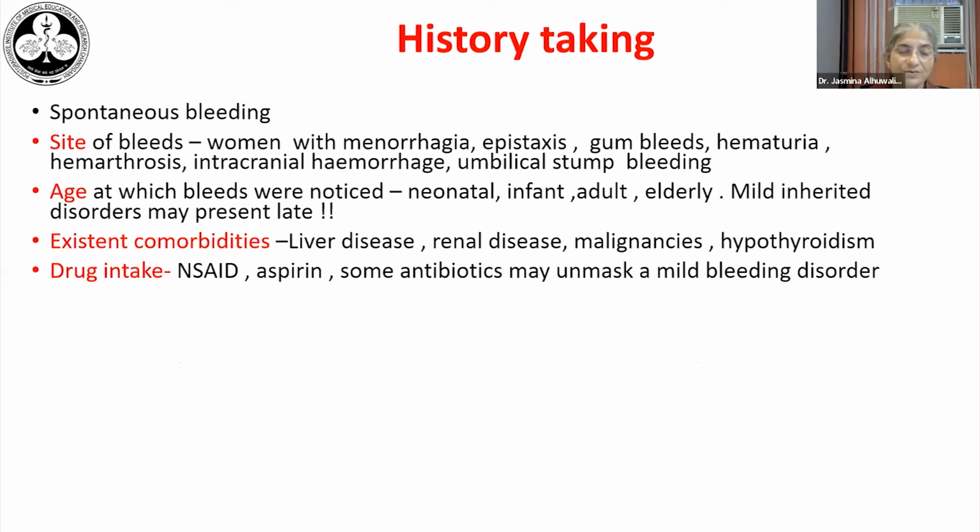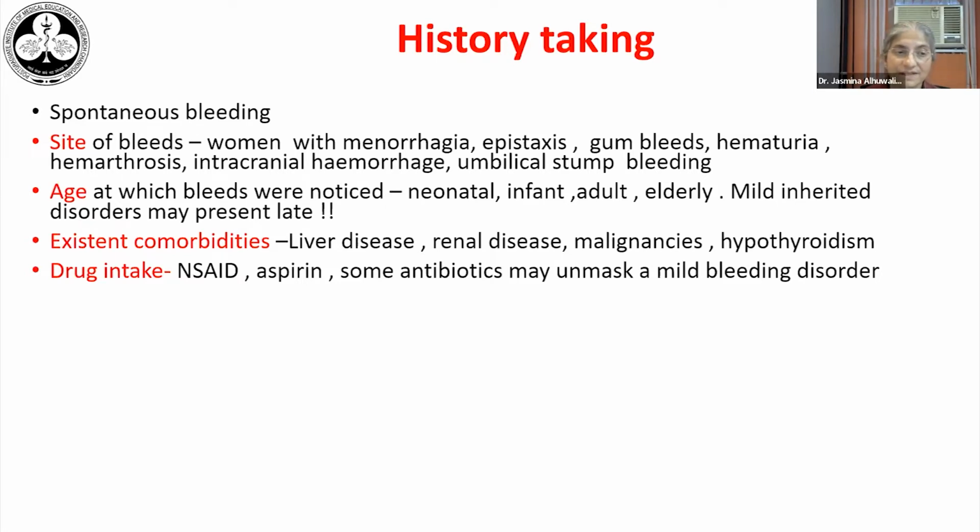The next thing to know is what are the sites of bleeds. In women, menorrhagia is a very common presentation. In children, epistaxis may be a very common presentation. Umbilical stump bleeding is seen virtually only in neonates. And gum bleeds, hematuria, hemarthrosis, intracranial hemorrhage, these can present at any age.